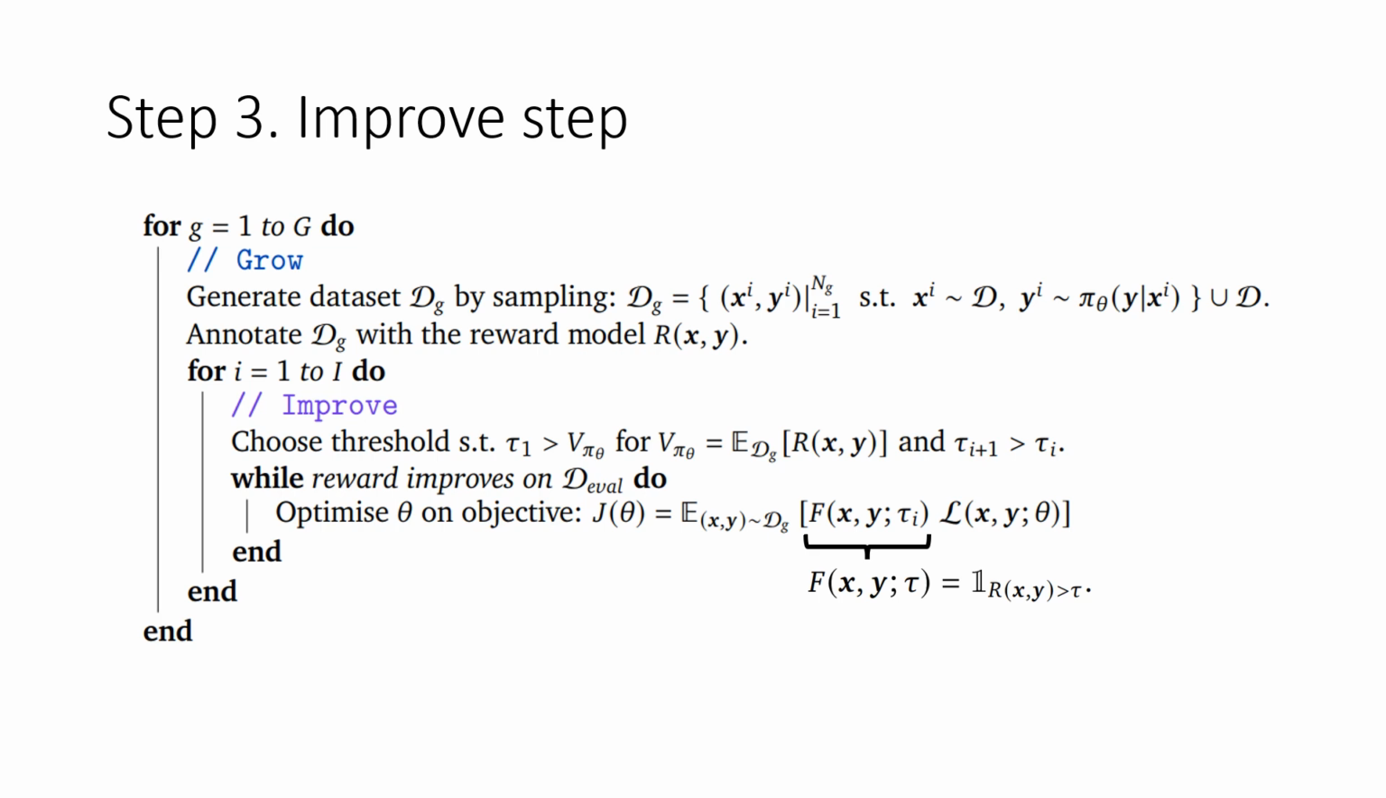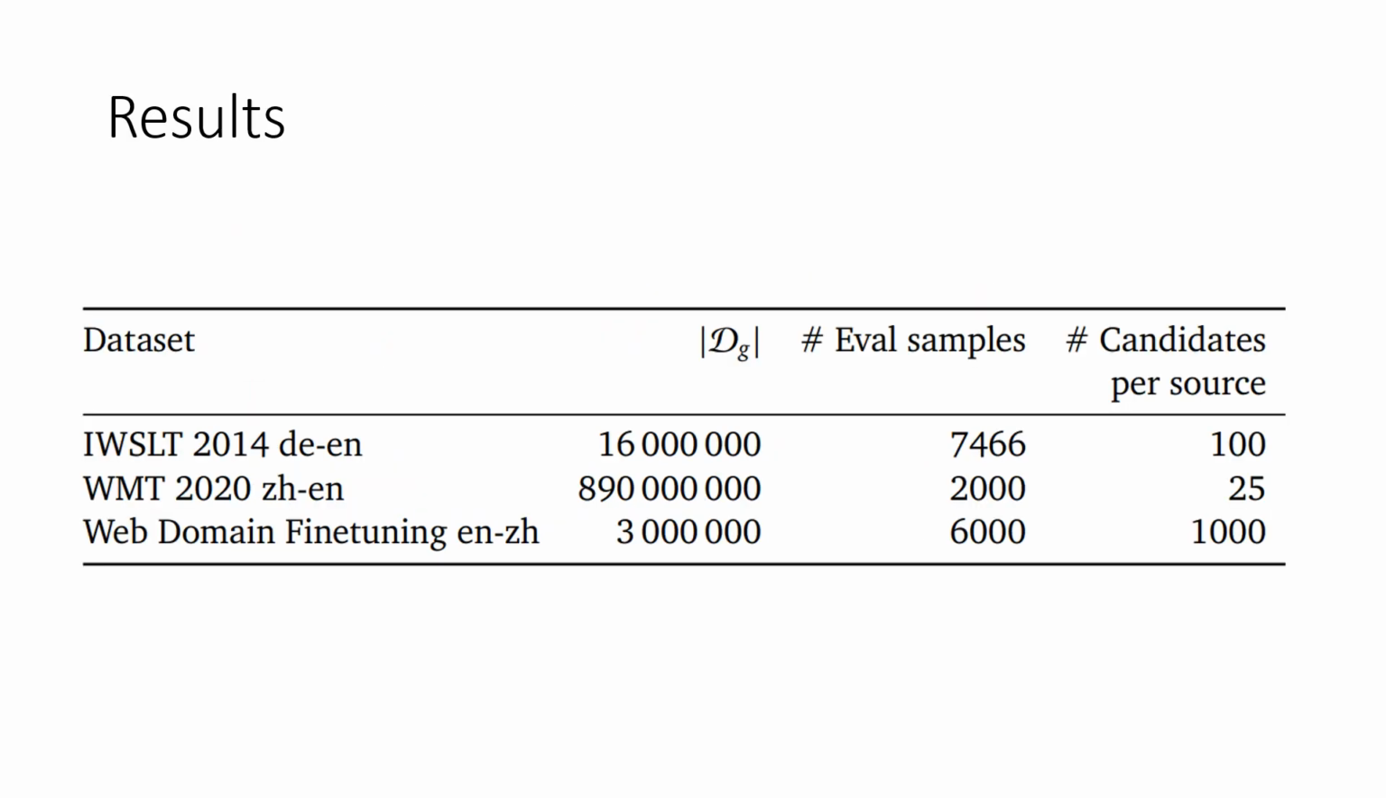Subsequently, the language model undergoes fine-tuning based on the refined dataset, guided by an offline reinforcement learning objective. This process can be iterated with an increasing filter threshold. The resulting refined policy is subsequently applied in the subsequent grow step. Following multiple iterations, we will attain our ultimate optimized policy.